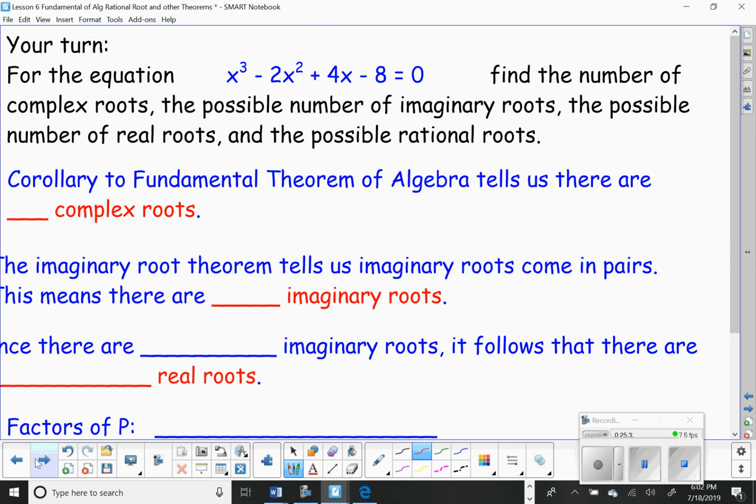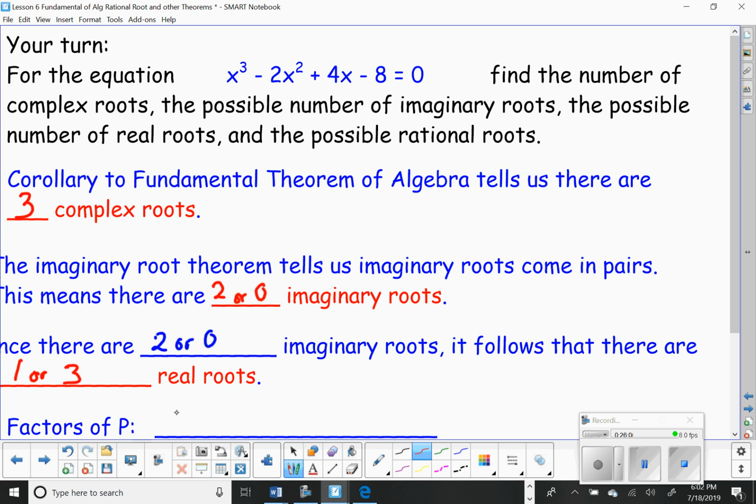Here's one more. Try this one. Pause the video. Okay, you're back. 3 complex roots, meaning that there are 2 or 0 imaginary. Since there are 2 or 0 imaginary, there must be 1 or 3 real roots.